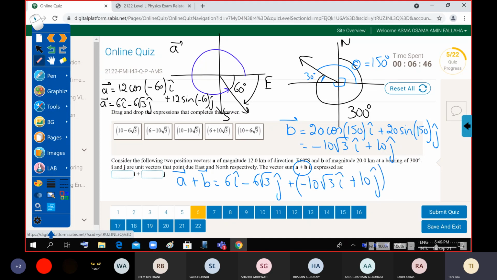Pay attention now to the answers up there. Okay, look at the answers. i goes with i, so it will be 6 minus 10 radical 3. So this is 6 minus 10 radical 3. It goes here. And then j goes with j. So it will be 10 minus 6 radical 3. So where is that? Here. So this 10 minus 6 radical 3 goes here. Okay? So this is for A plus B.